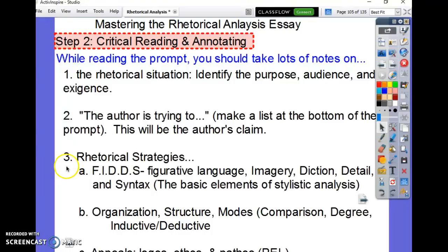The third thing that you're looking for is the rhetorical strategies. A mnemonic that you can think of is FIDS, which stands for figurative language, imagery, diction, detail, and syntax. These are the things that you're reading for as you're going through the prompt. As you are reading, you may underline something. Say you find a metaphor, you're going to underline the metaphor, but then you're also going to write the word metaphor beside it so that you know that's what you're seeing. I would even encourage you to write FIDS at the top of the prompt so that you remember these are the things that I'm looking for.